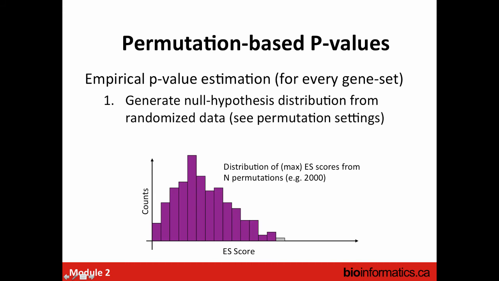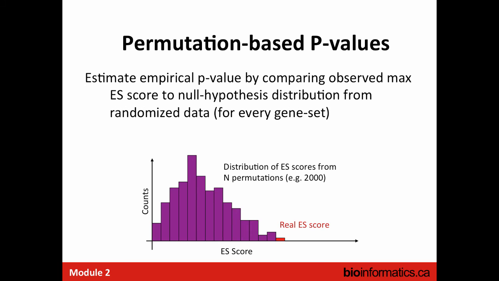And this is one for, I guess, 2,000 permutations, and you see where the enrichment score you got with the original ranking lives. You ask what proportion of these random shuffles have an enrichment score equal to or higher than the one you started with, and that's how you get the p-value. In this case, it's an empirical p-value. So when they ask you about permutations, that's what they're doing. Okay.